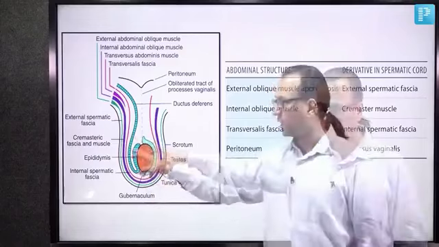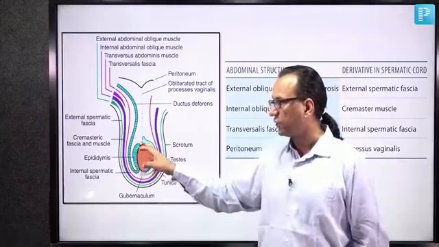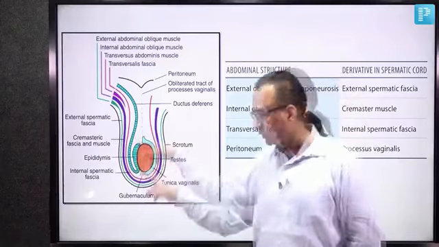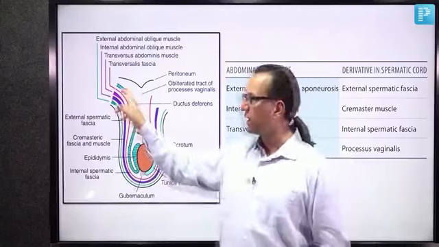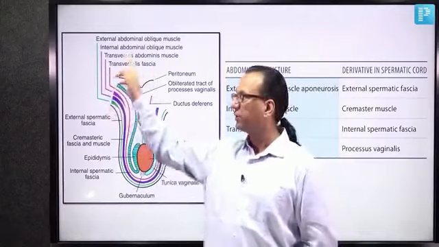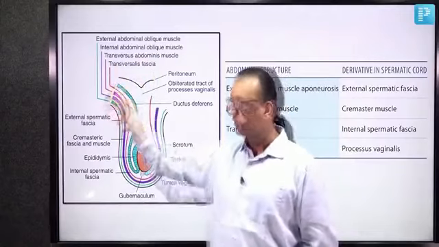Testis forms the sperm, collected by the epididymis, which is for storage, maturity, and motility of the sperm, and pushing it into the ductus deferens, which passes through the spermatic cord inside the inguinal canal, through the deep inguinal ring, and reaches the pelvis region to put the sperm into the prostatic urethra.